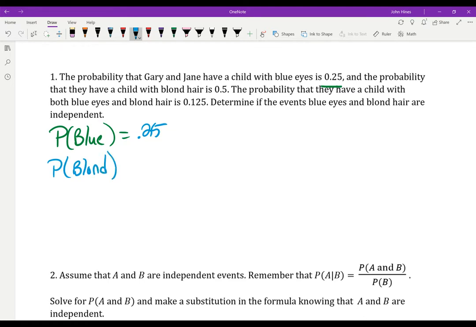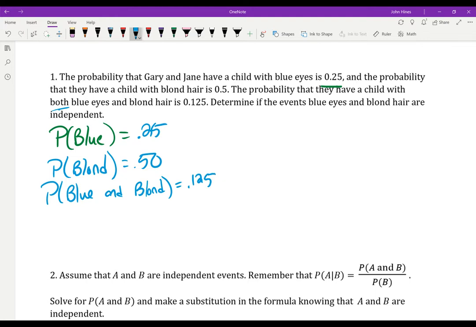Probability that they have a blonde-haired child is 50%. See how I'm breaking down this question? I'm picking out the important stuff, getting it out of the sentence, and just saying, all right, here's what I need to know. The probability they have a child with both blue eyes and blonde hair. So this is blue eyes and blonde hair, not blonde eyes and blue hair. That'd be scary if that was your child. So we have blue eyes and blonde hair.